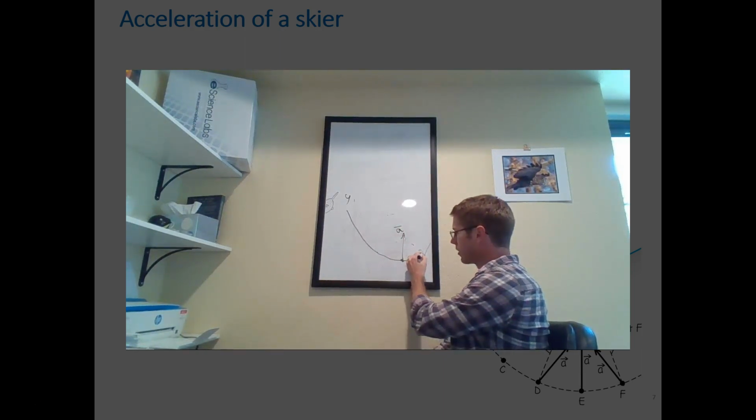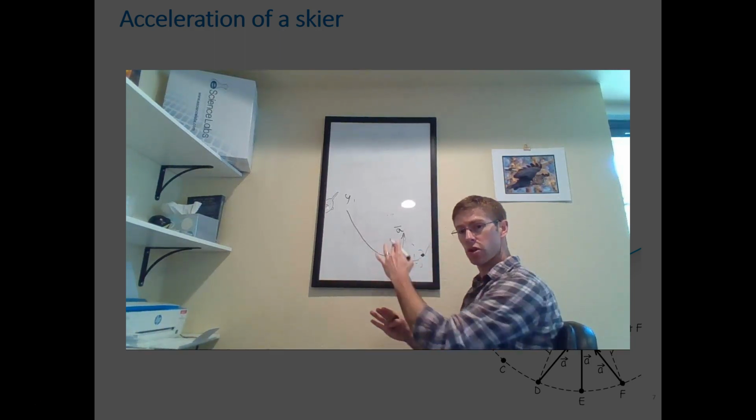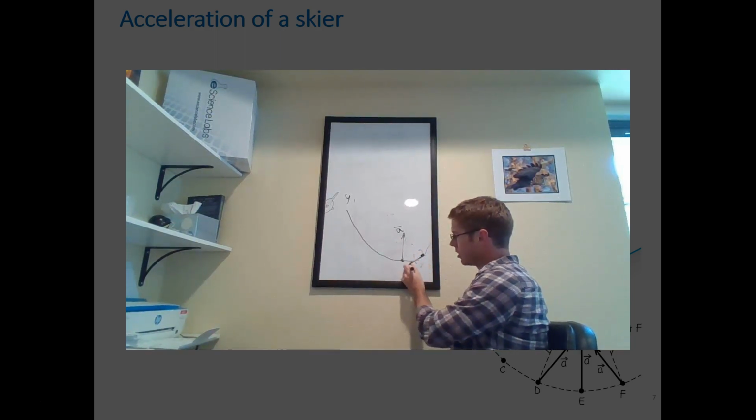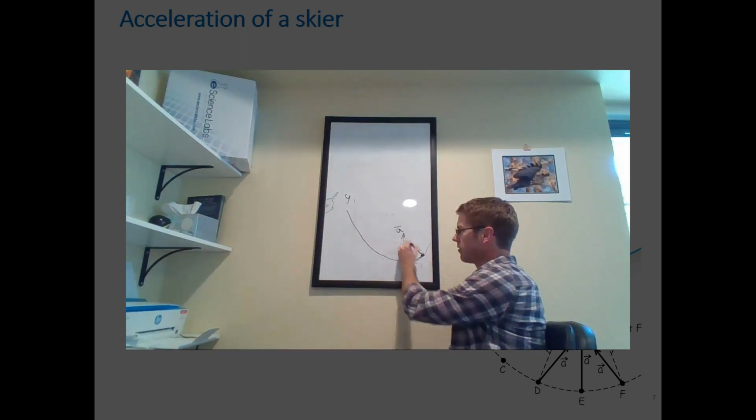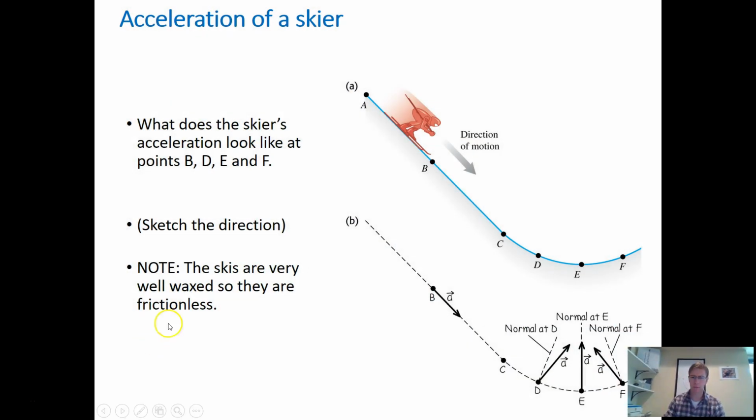Whereas by the time you get over here, you're now slowing down because you're going uphill. So you have acceleration this direction, but you're also still turning. So you still have a perpendicular acceleration. And so again, if you combine those two, the net acceleration is going to be inward. I didn't draw it quite as pretty as the diagram, but I really hope that helps drive it home.